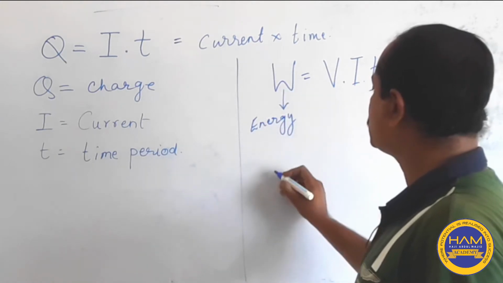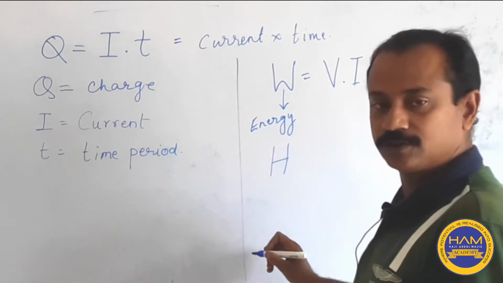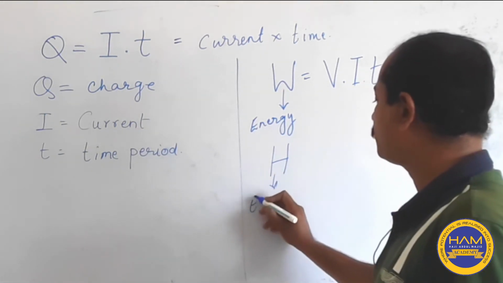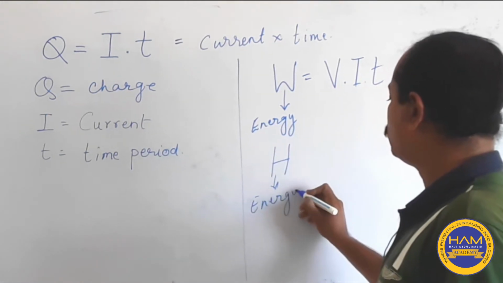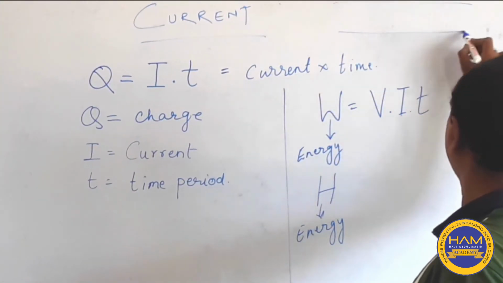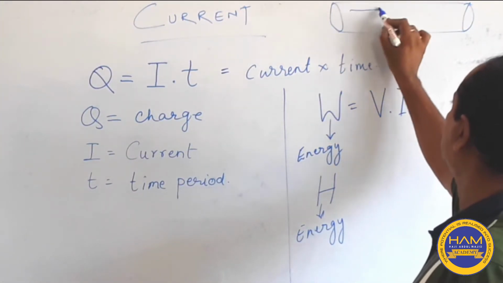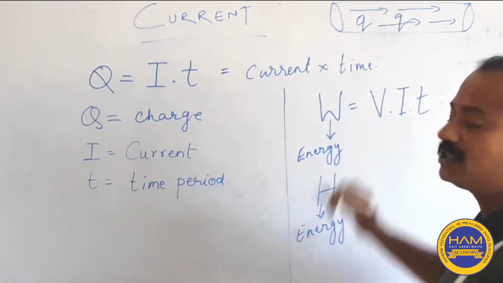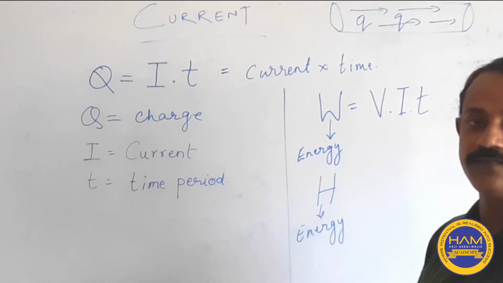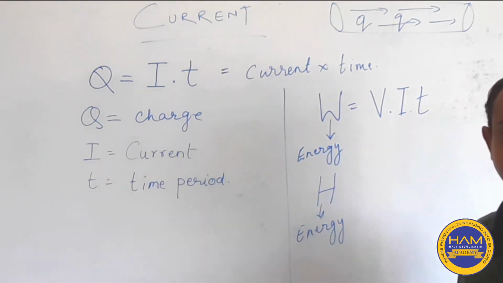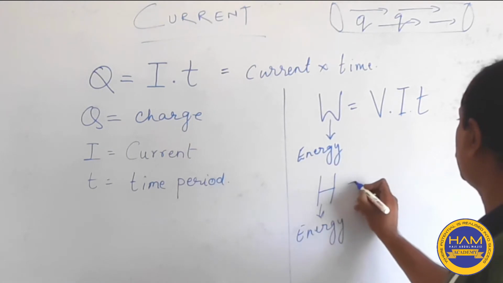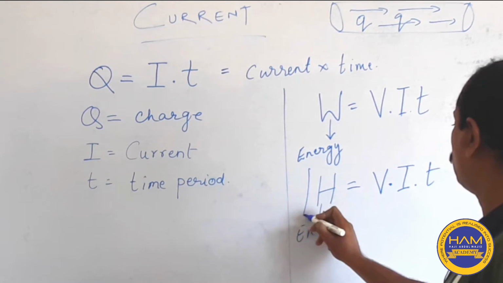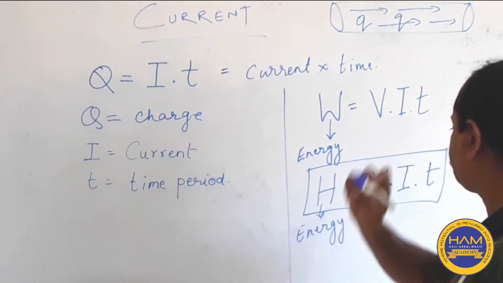Now, since this is a form of energy, we can replace W by H. Why are we replacing it by H? Because this is also a form of energy. If there is a cross section of wire and the charges are flowing, this will generate heat because of the kinetic energy of the moving charges. So, H is equal to V into I into T. This is what we land up with.